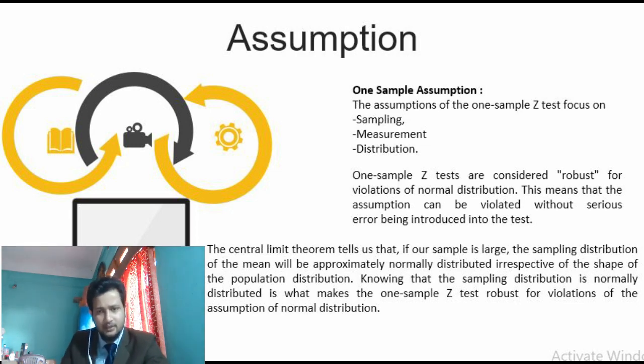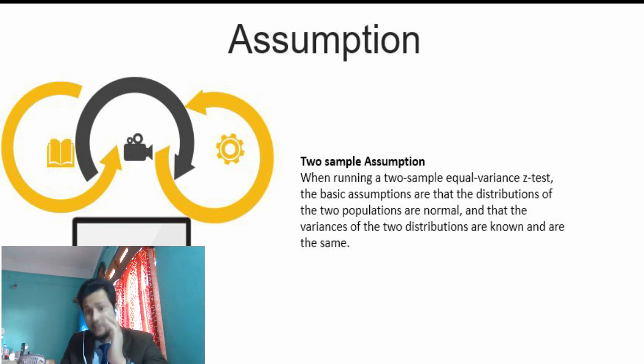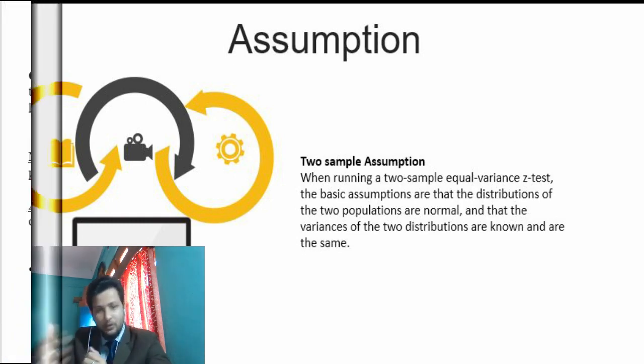Coming to the next part, the two sample assumption, which is very simple in nature. We need to keep just two things in mind whenever we are running a two sample equal variance Z-test. The very first is that the two populations should be normal. The second is that the variances of the two distributions are known and are also the same. So that's it from the assumption side. Moving on to the next slide.